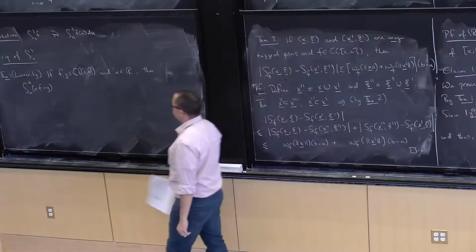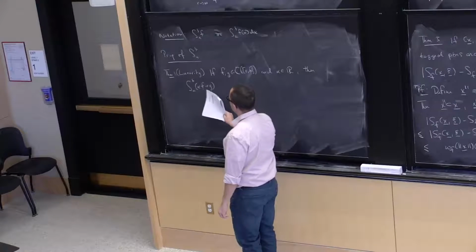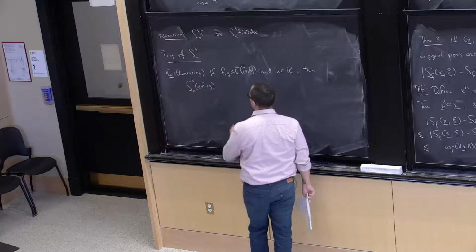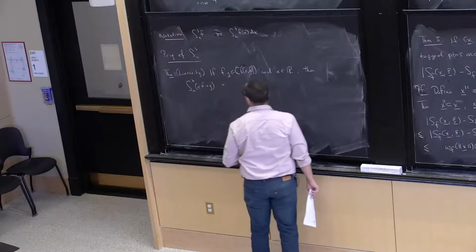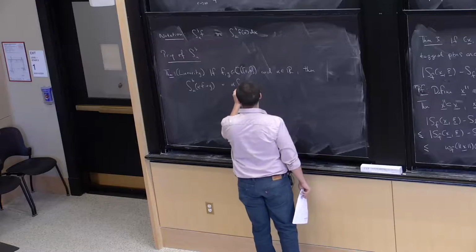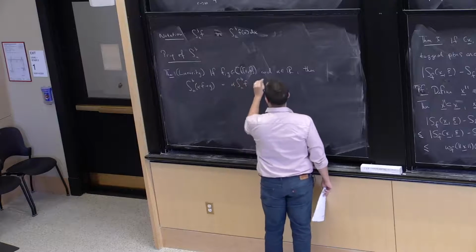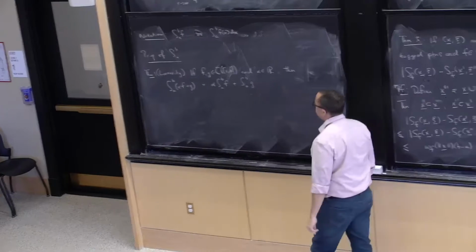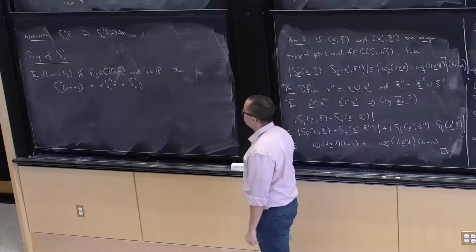Anyways, alpha f plus g, if f and g are continuous, this is a continuous function as well, so its integral is meaningful. And its integral is equal to alpha times the integral of f plus the integral of g. Okay?